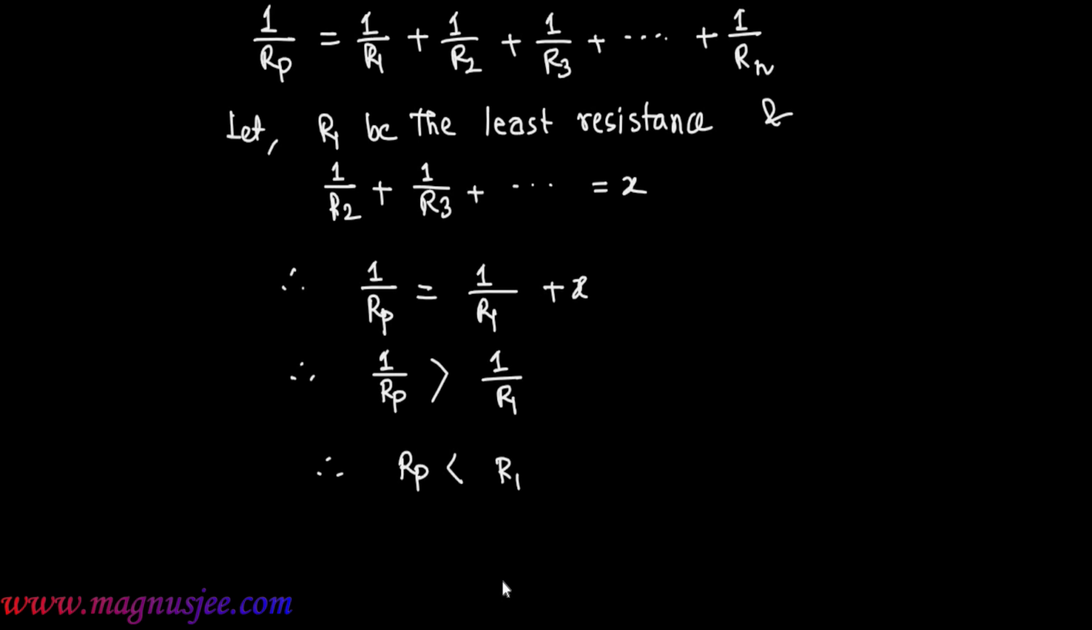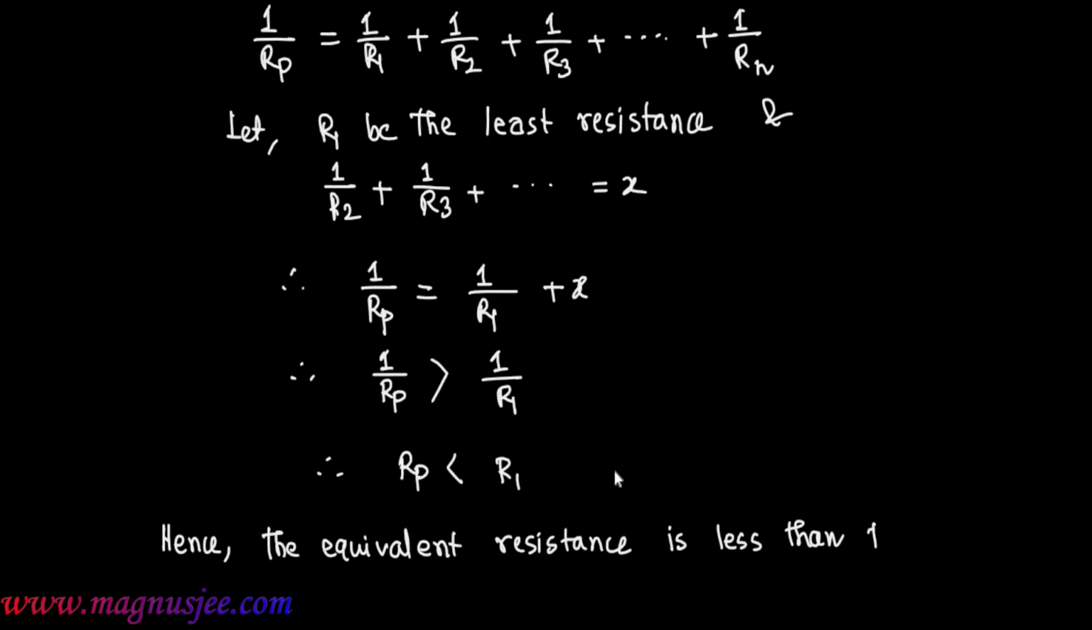Hence we can say that the equivalent resistance of the parallel combination of resistors is less than the least resistance. The equivalent resistance is less than the least resistance in the parallel combination of resistors.